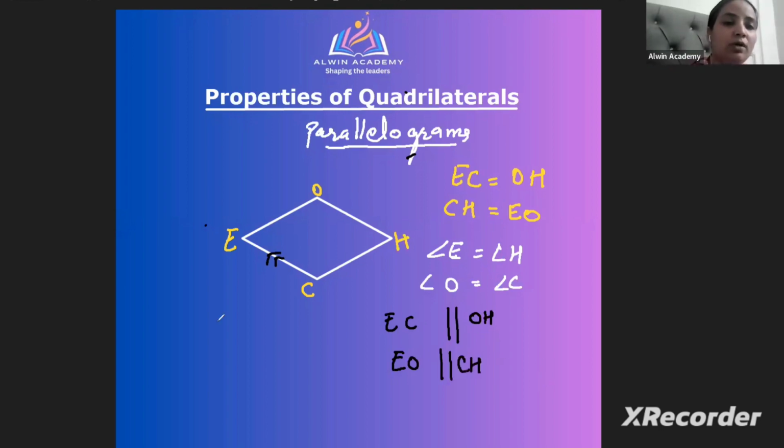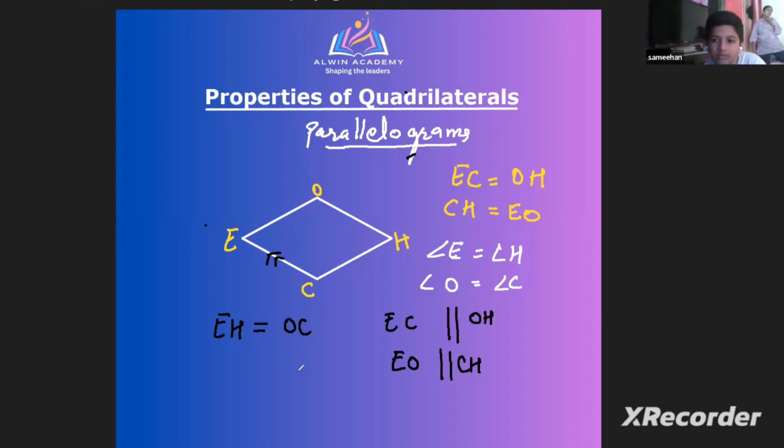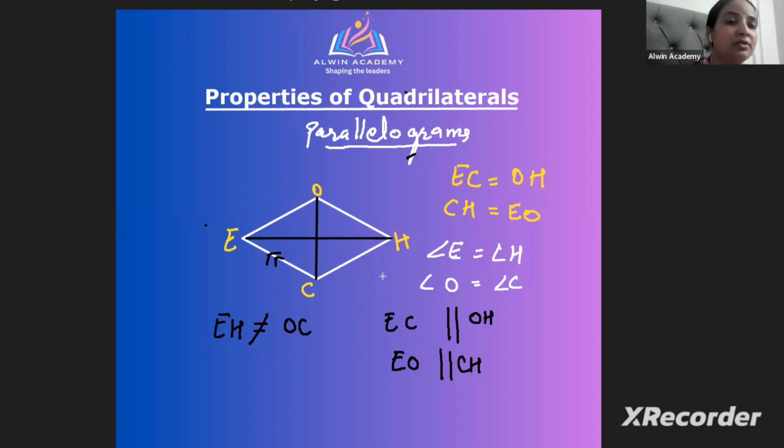Now, when I say that opposite lines are parallel, Prisha, you tell me, beta, EC is parallel to what? OH. And the other pair of parallel sides? Ma'am, EO is parallel to CH. Very good. Now, Samihan, name the diagonals that are there in this diagram. Ma'am, EH and OC. Can I say that they are equal? No, ma'am. Very good. They are not equal in a parallelogram. It is so visible, no? This one's smaller than this one. So we can clearly see that both the diagonals are not equal.